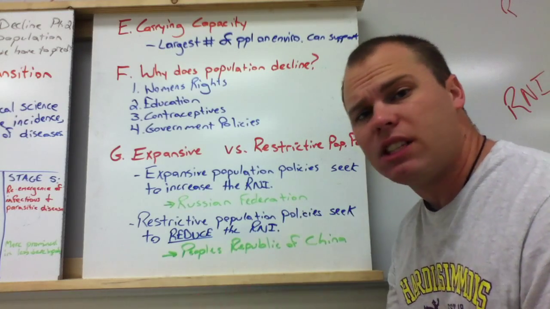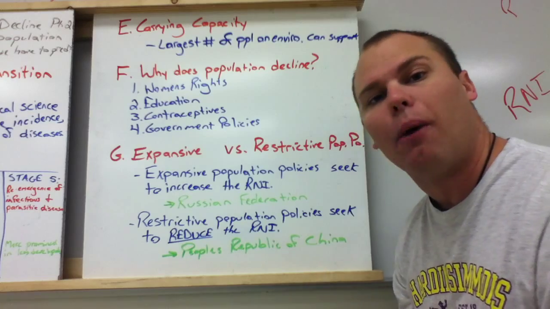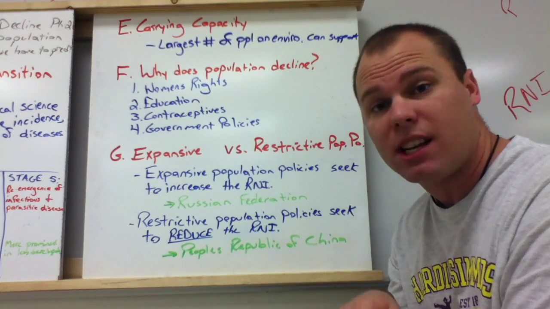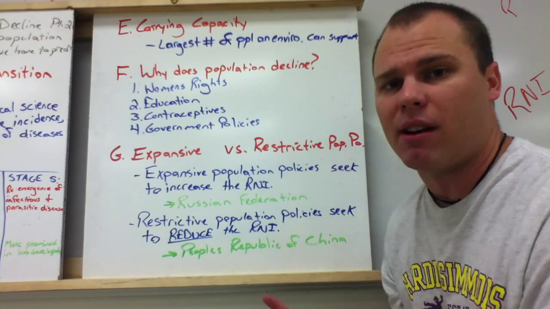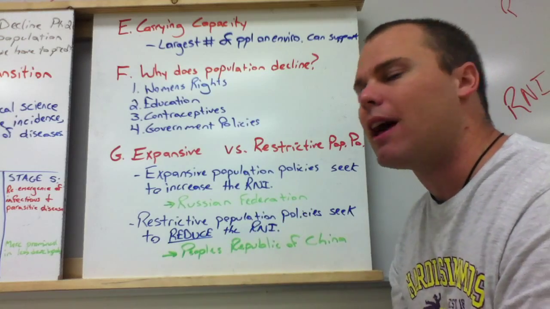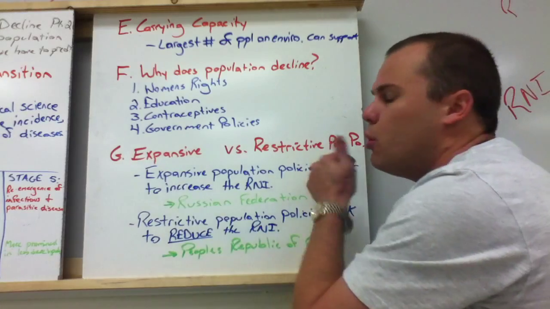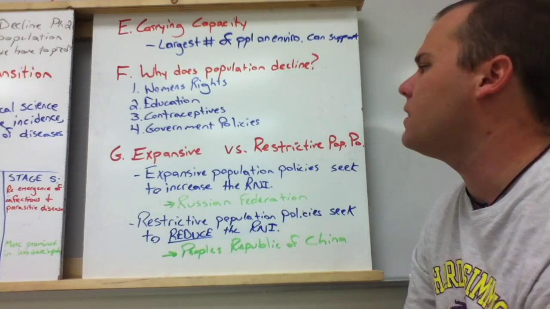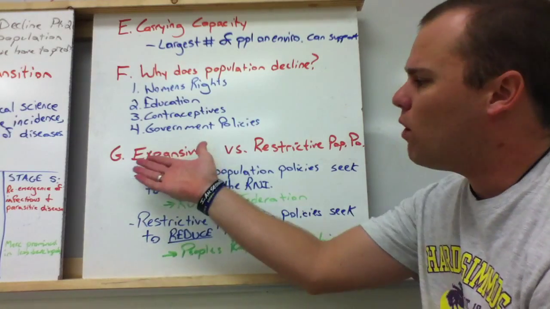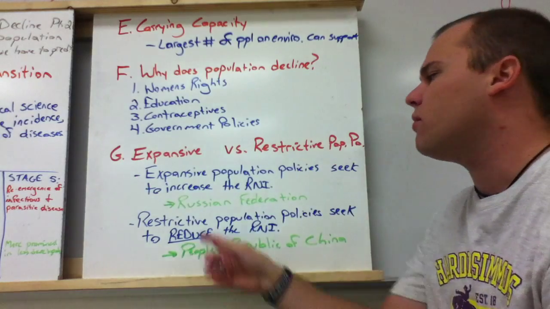But the government policies, for example, within China, the one-child policy where the government literally comes in and says, you're only going to have a certain amount of kids. The government can step in and do that in some places. Which leads me to my next point. There's two types of population policies that governments can inflict. The first is expansive and then restrictive.